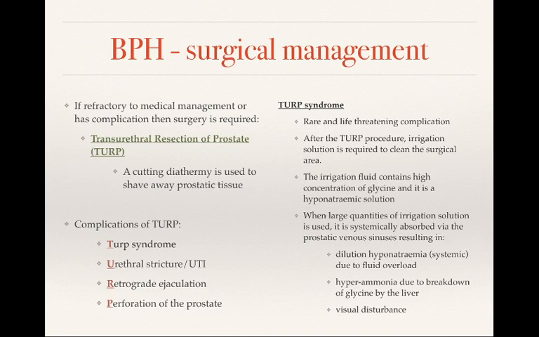Sometimes BPH is not well managed with medication, and in these cases, or when a patient presents with complications of BPH, then you require surgery to sort the problem out. And the surgery that is used is called transurethral resection of prostate. It essentially cuts away the prostatic tissue. It is really important to know the complications of TURP. This is really easy to remember because it follows the mnemonic. The complications follow the mnemonic of TURP as well.